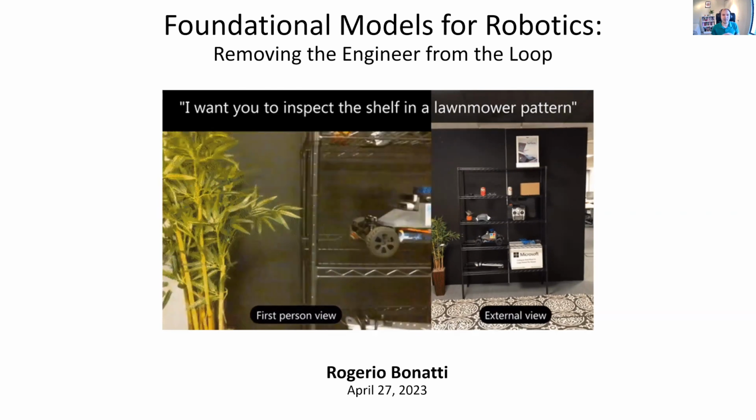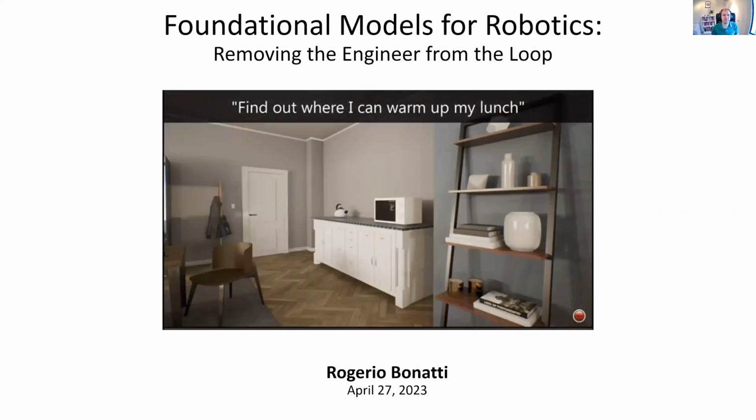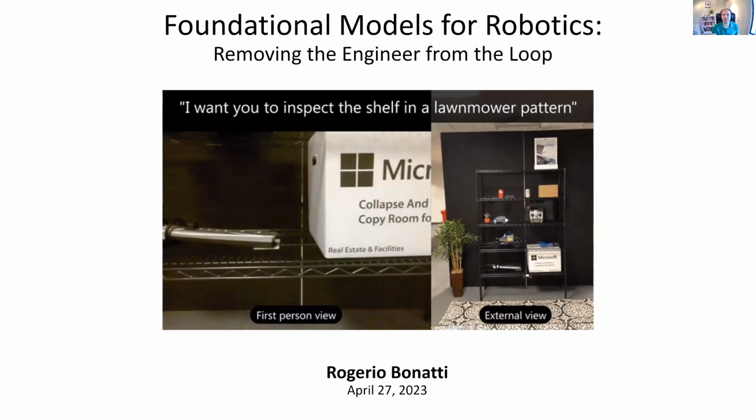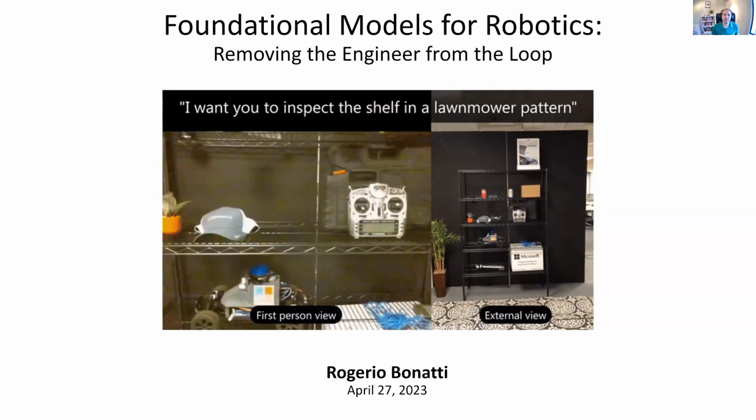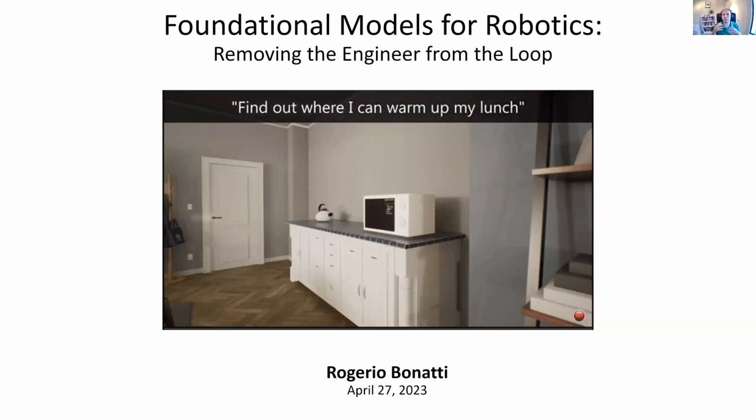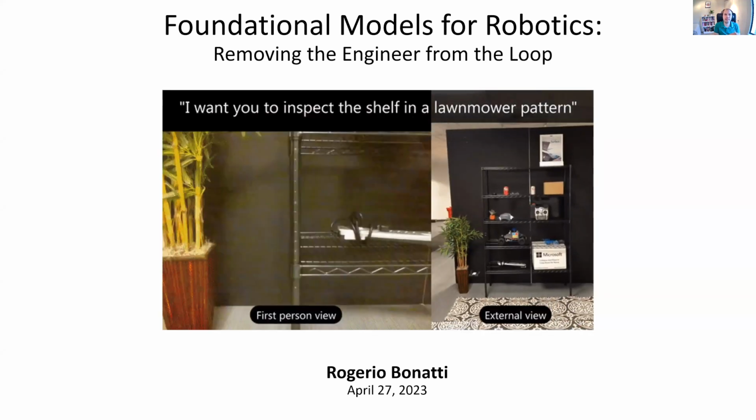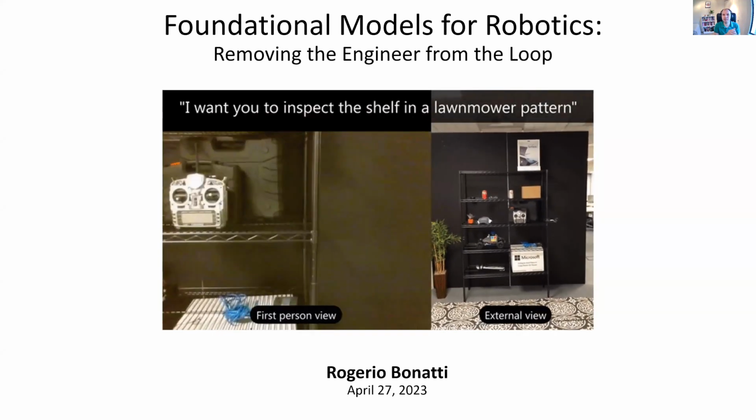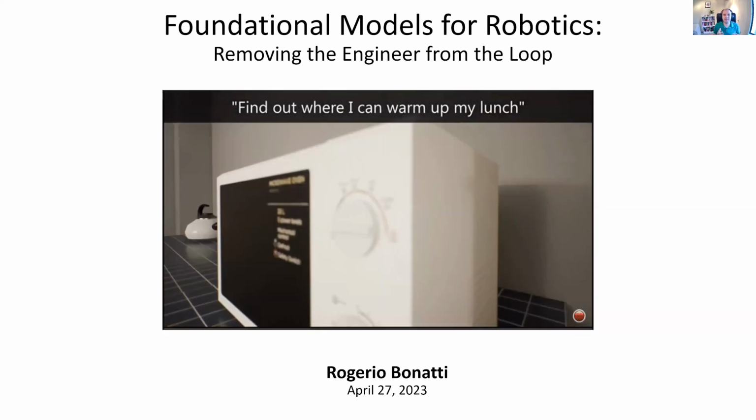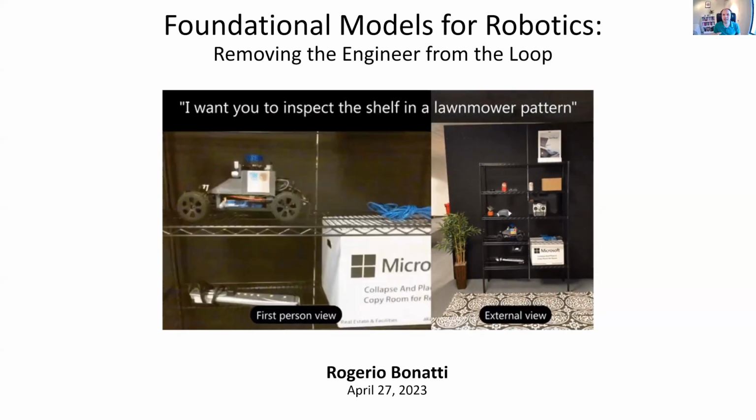I know this is kind of the hype right now. Every single day on Twitter, on LinkedIn, we just see people posting about large models, and what we thought was, let's try to investigate if we can use these large models for robotic systems. So we investigated how we can try to remove the technical person from the loop and just have a user control robots in natural language. So you just tell the robot to inspect the shelves, and it generates the code that inspects something. Find where I can warm up my lunch, and it finds a microwave, or build a Microsoft logo, and it basically builds that logo from scratch.